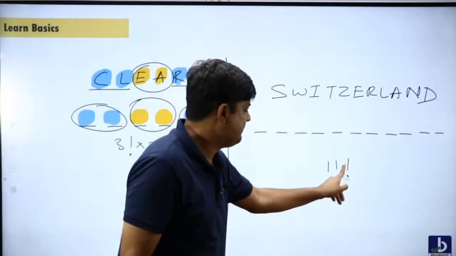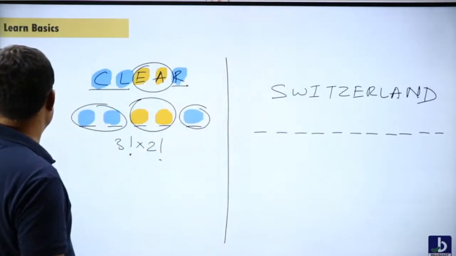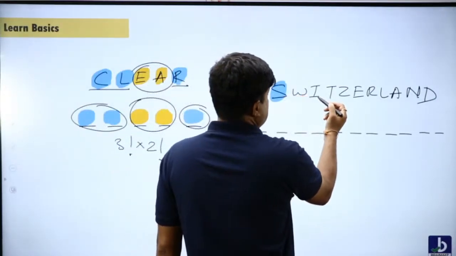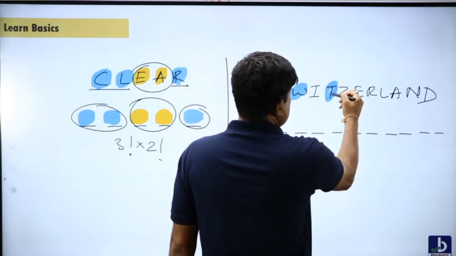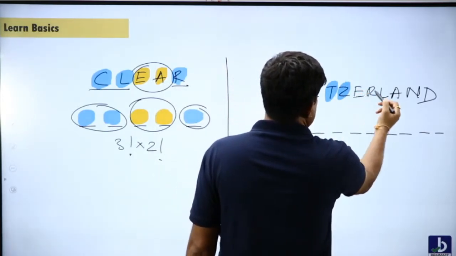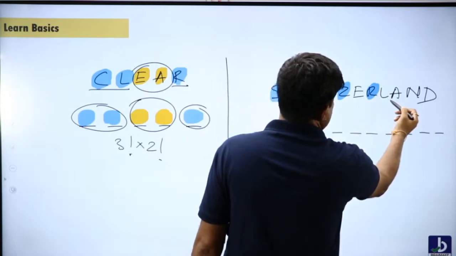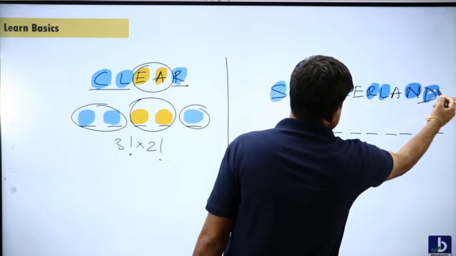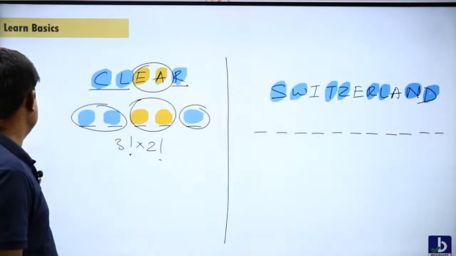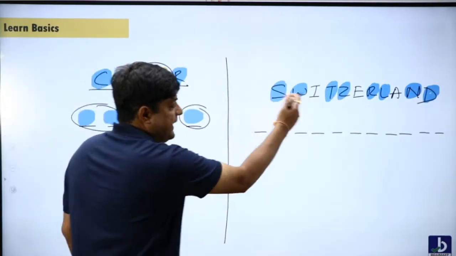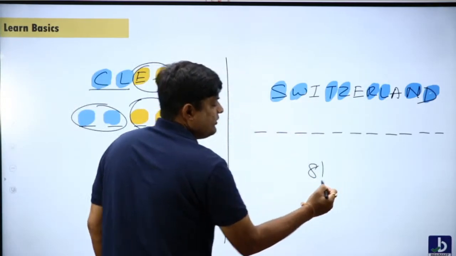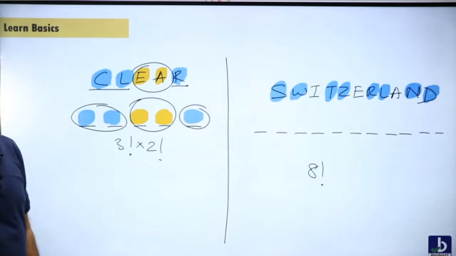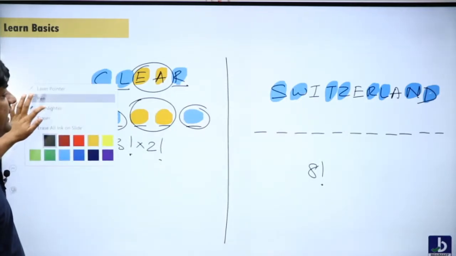How many vowels are there? Once again, back to basics. Consonants: 1, 2, 3, 4, 5. L is a consonant, yes. A is not a consonant. N is a consonant. D is a consonant. So there are 8 consonants for you. These 8 consonants should sit in 8 places, that is 8 factorial.